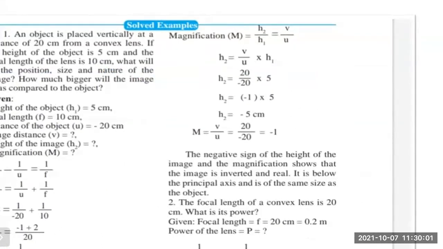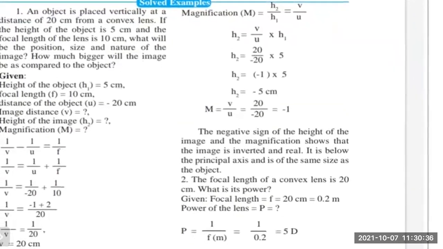Now for magnification you have the formula h2 upon h1, which is also equal to v upon u. Okay. So you can rearrange this formula and find h2, that is the height of the image. So h2 is equal to v upon u into h1 after rearranging. So you just substitute: image distance 20 upon minus 20, that is object distance, into h1 that is 5. So after solving you get h2 that is minus 5. Okay. Now you got h2 as minus 5.